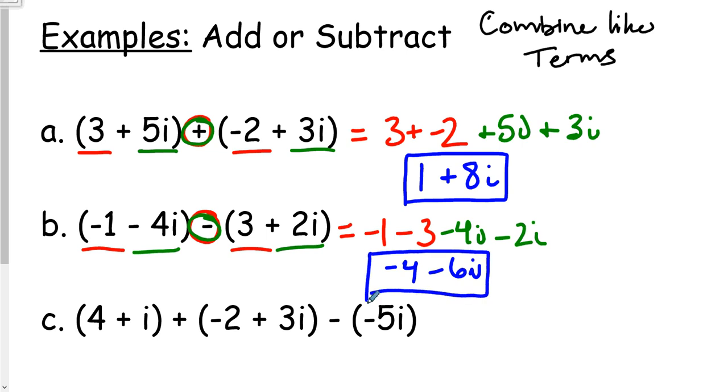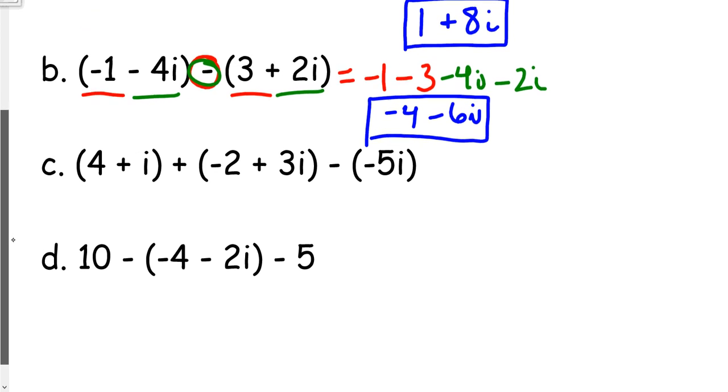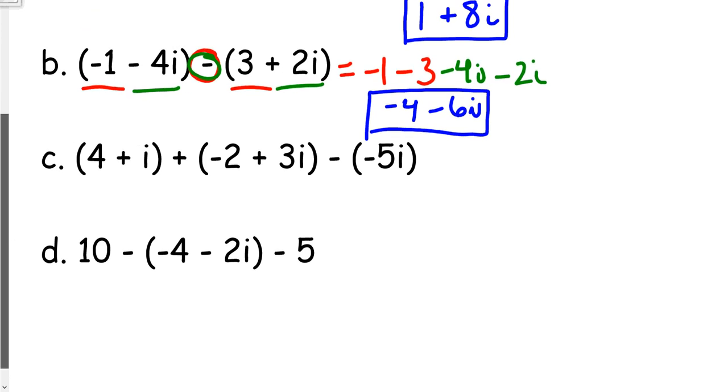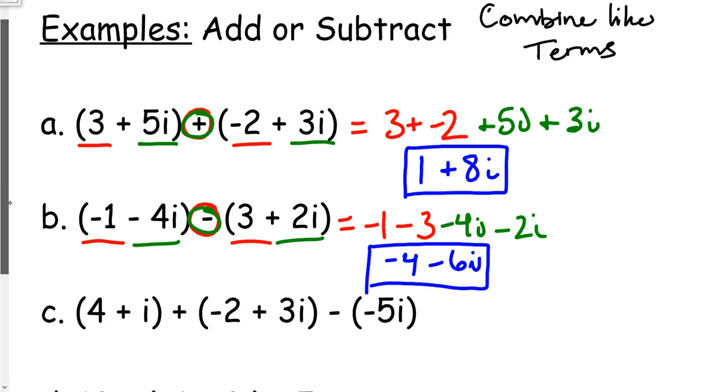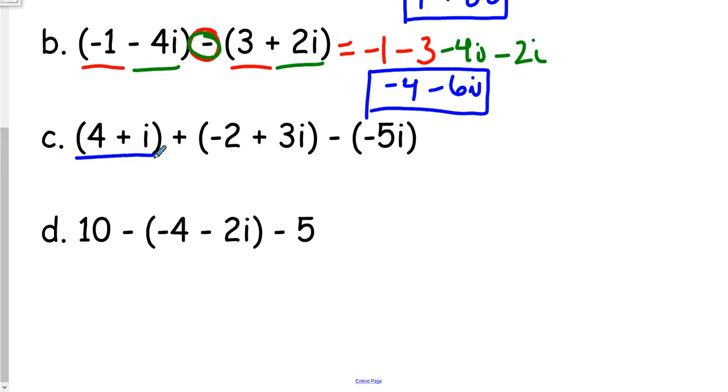Okay? If I go and look at my third example here, I actually have three things that are getting added together. I have a complex number of 4 plus i. I have a complex number of negative 2 plus 3i, and I have a third complex number that's really just a pure imaginary number that is negative 5i. But I'm still going to do the problem the exact same way that I've done all of the other ones. I'm going to start by identifying all my real numbers, combine them, and then I'm going to look at all of my imaginary numbers and combine them.